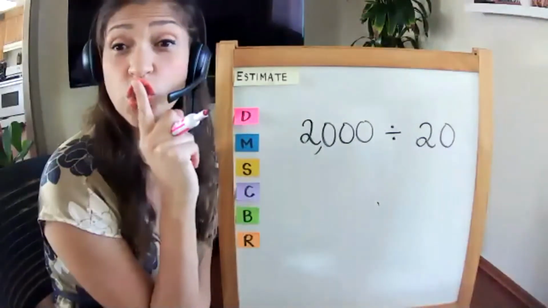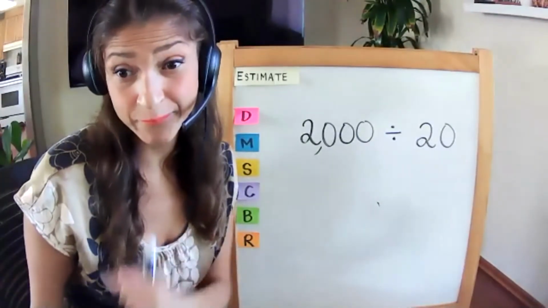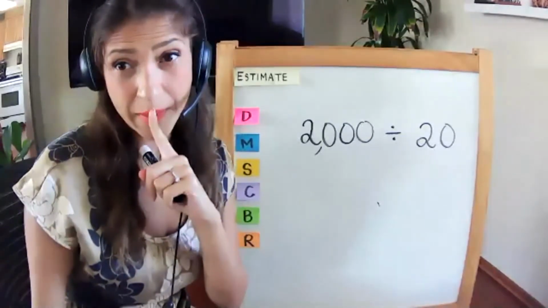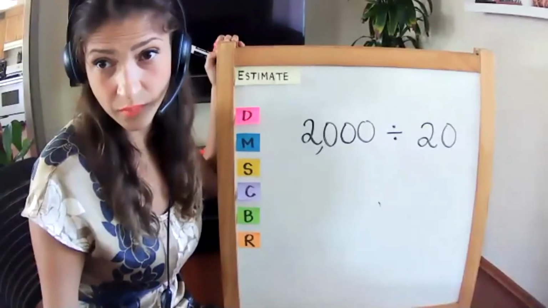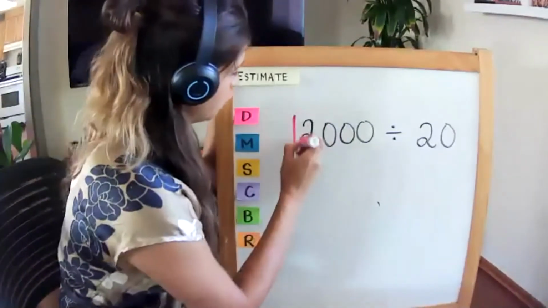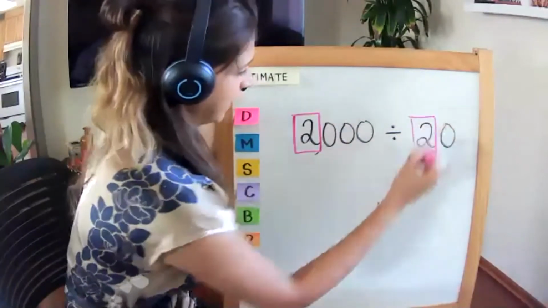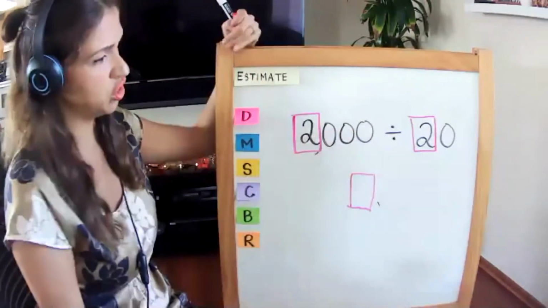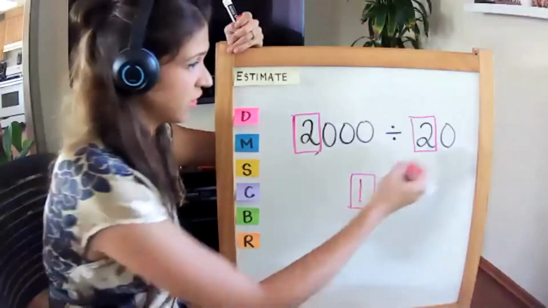All right, but then where's the answer? Box your basic facts, guys. So what are my basic facts here? 2 and 2. 2 divided by 2. Let's just focus on that, that's where the bulk of our work goes. 2 divided by 2 equals 1.